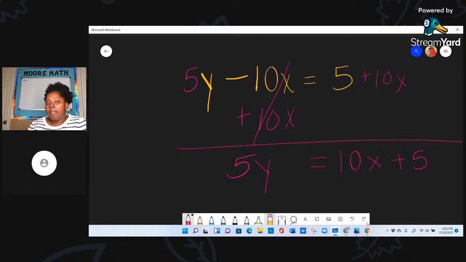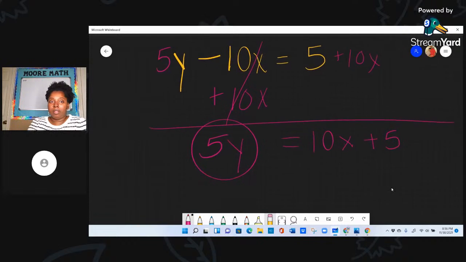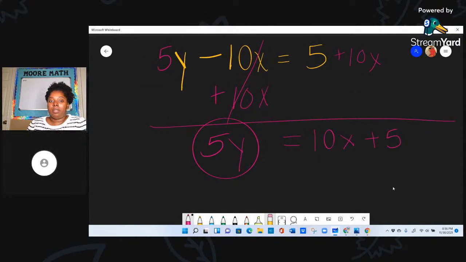If this said a 5y here. What do I have to get rid of so that y could be by itself? What's next to the y that I need to get rid of? 5. How do I get rid of this 5? You subtract.